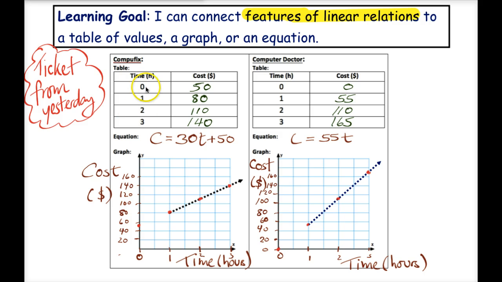But anything less than 2 hours, Compufix is more expensive, and above 2 hours, then Computer Doctor is more expensive. So that's kind of where we're going with these. Initial values and rates of change are important because they help us make decisions about things.